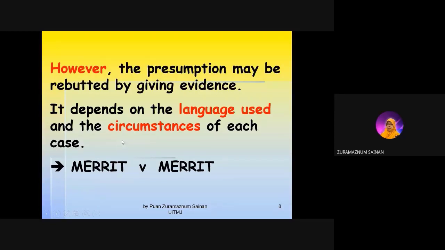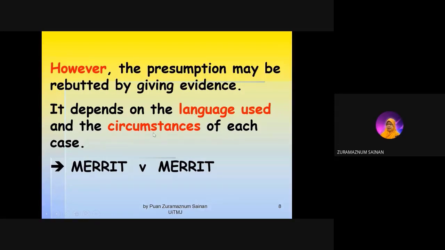Whatever social agreement, domestic, family agreement, the agreement is not valid. Why? Because there is no intention. Kita presume tak ada intention. Tapi kalau you rebut that presumption by using certain evidence, giving certain evidence, so that agreement is binding because of the circumstances atau the evidence lah, language being used and so on.